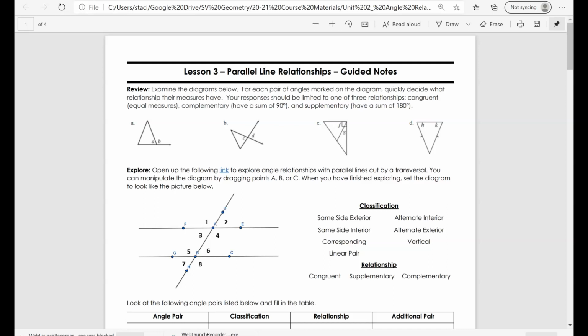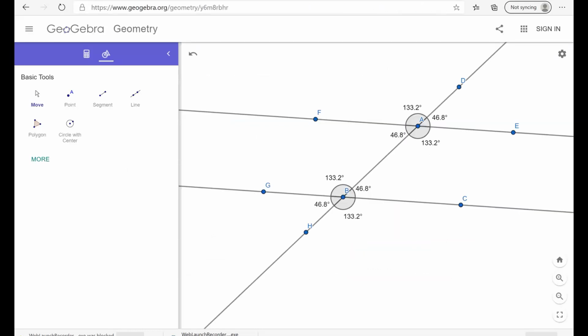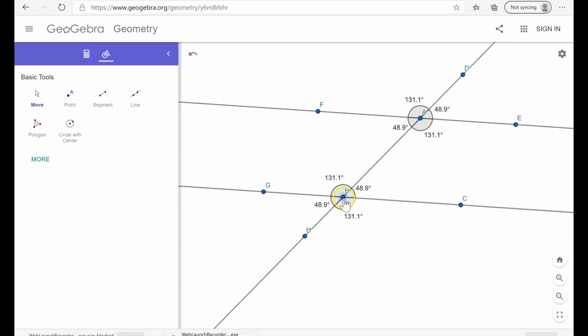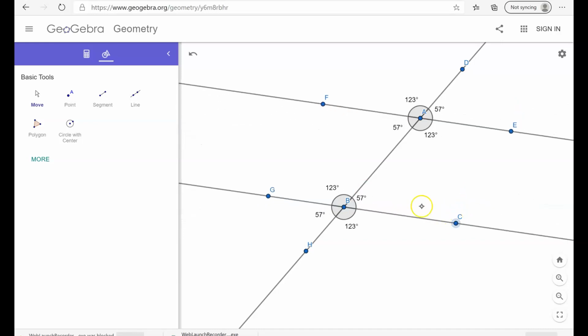In this activity, we're going to do a little exploration first. If you look at our guided notes, it says to open the following link. That link will take you to a website called GeoGebra, where we have already set up a little tool for you. If you click on point A, point B, or point C, it allows you to move the parallel lines and the transversal around, and your job is to look at what happens to all the different angles. I want you to pause the video and play around with this for a minute or so and take note of some of the relationships you might see.